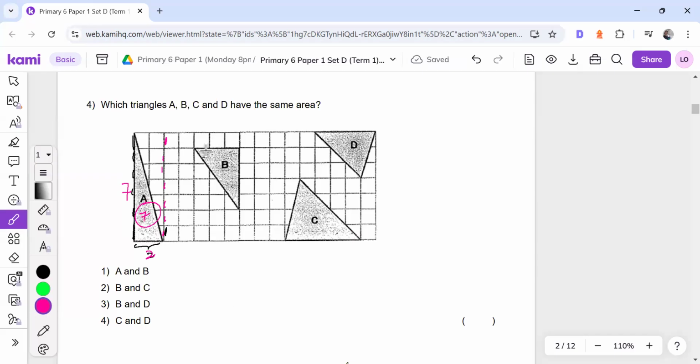How about triangle B? The base is 3, and the height is 4. So half times 3 times 4. You can do some mental. So 12 divided by 2 will be 6. So put the area inside.